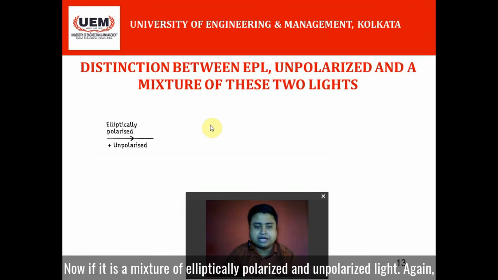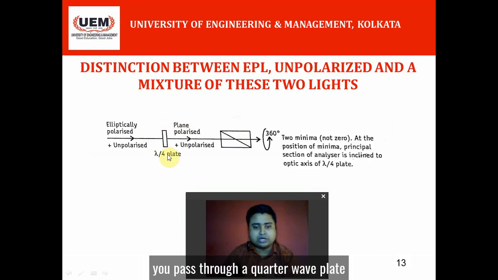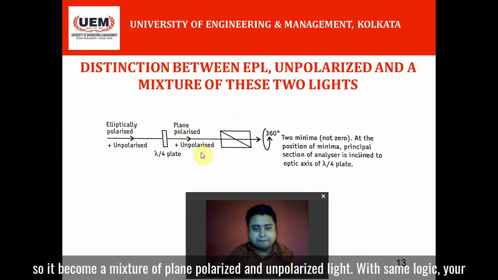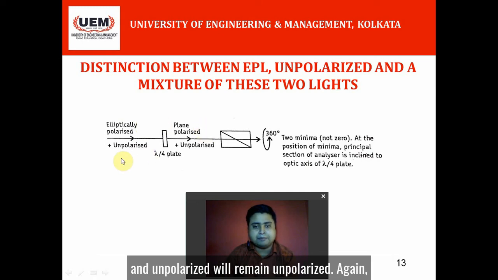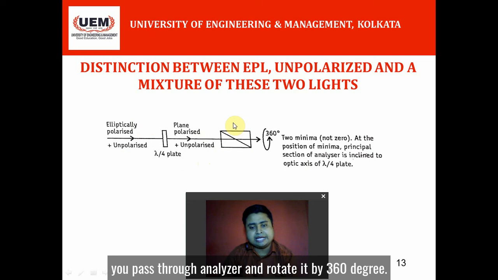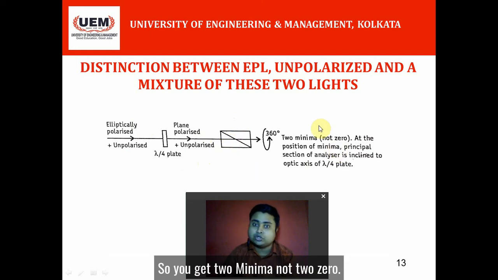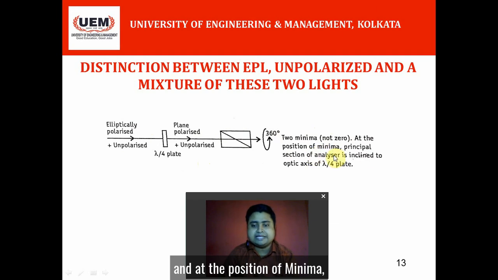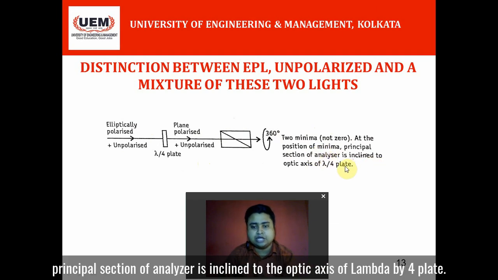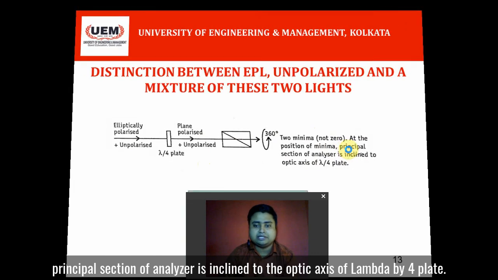Now if it is a mixture of elliptically polarized and unpolarized light, again you pass it through a quarter wave plate, so it becomes a mixture of plane polarized and unpolarized light. With the same logic, your elliptically polarized light becomes plane polarized and unpolarized remains unpolarized. Again you pass it through the analyzer and rotate it by 360 degrees, so you get 2 minima, not 2 zeros. There is a difference from the previous one: you get 2 minima, and at the position of minima, the principal section of the analyzer is inclined to the optic axis of the lambda by 4 plate.